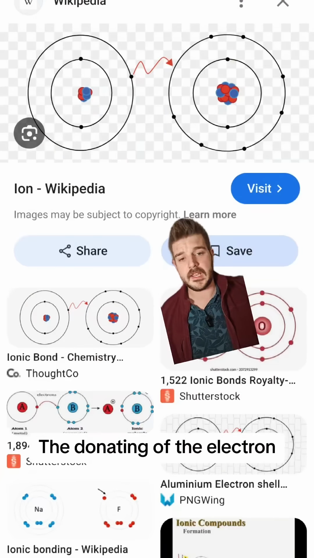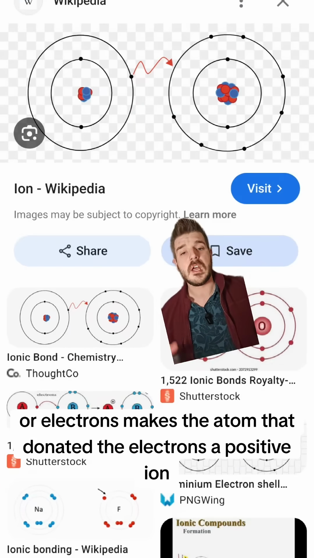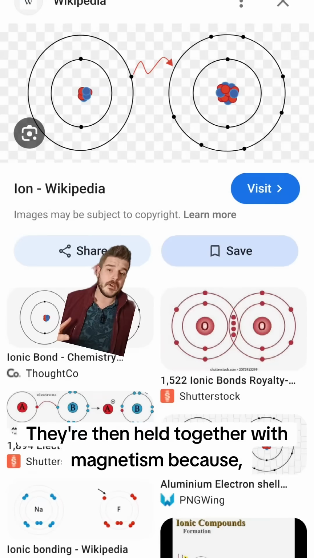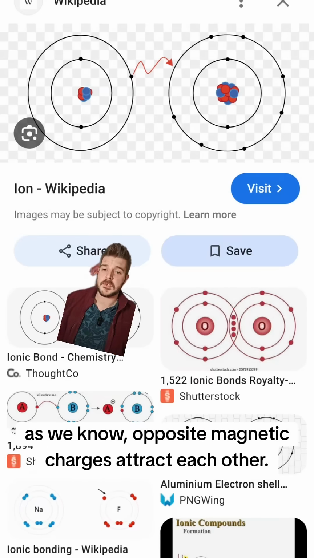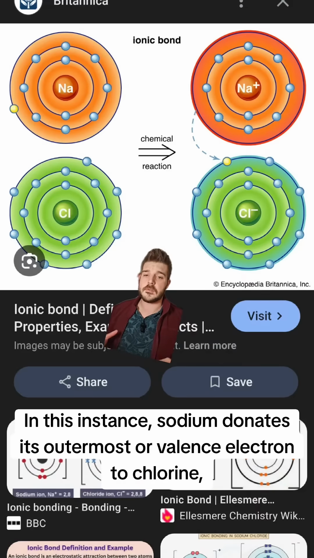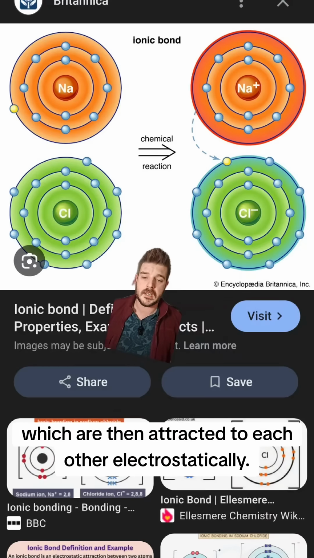The donating of the electron or electrons makes the atom that donated the electrons a positive ion and the atom that received the electron or electrons a negative ion. They are then held together with magnetism because, as we know, opposite magnetic charges attract each other. A common example of this type of bond is table salt or sodium chloride. In this instance, sodium donates its outermost or valence electron to chlorine, creating a positive sodium ion and a negative chlorine ion, which are then attracted to each other electrostatically.